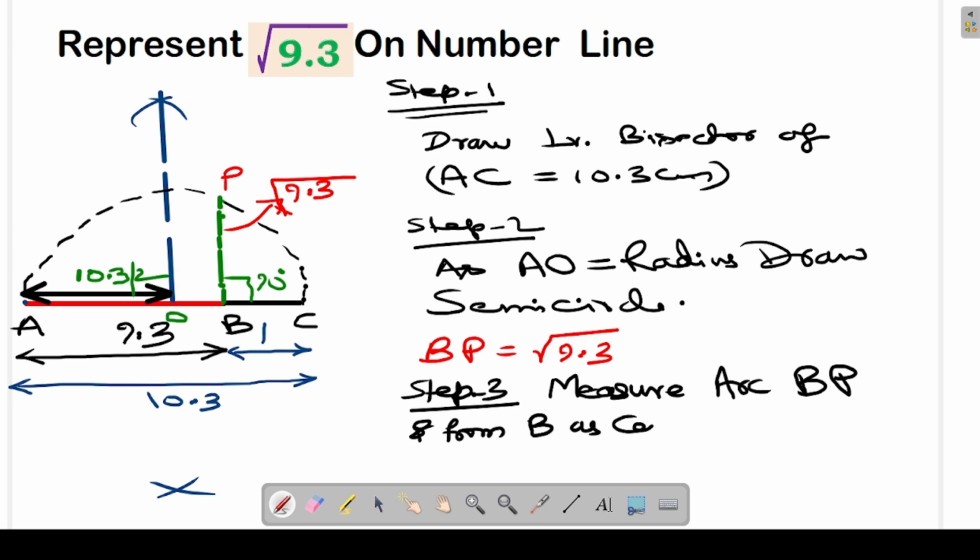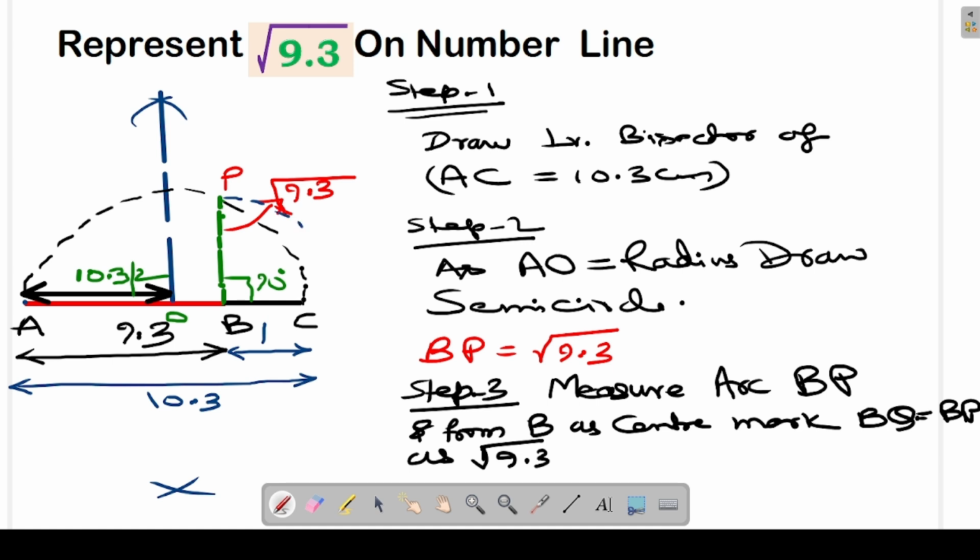So measure arc BP. Arc means the length of BP, and with the compass, as I have explained, put the metal end at B, measure BP, and rotate the pencil end of the compass from P and come downward so that it will intersect the extended part of AC, right? Let us see, it will intersect the extended part of AC at Q, right? So we can say that BP is equal to root over 9.3, which is equal to BQ, right?